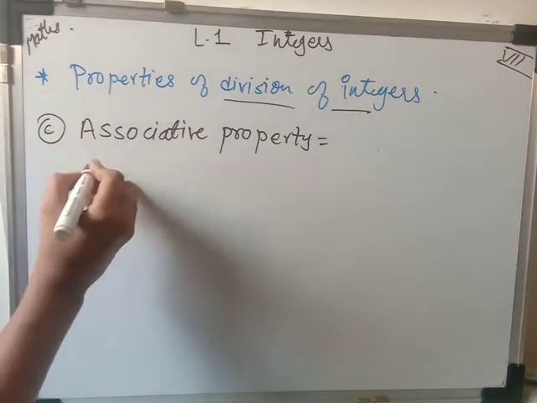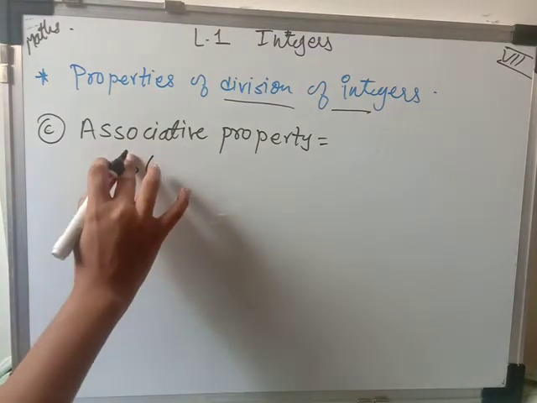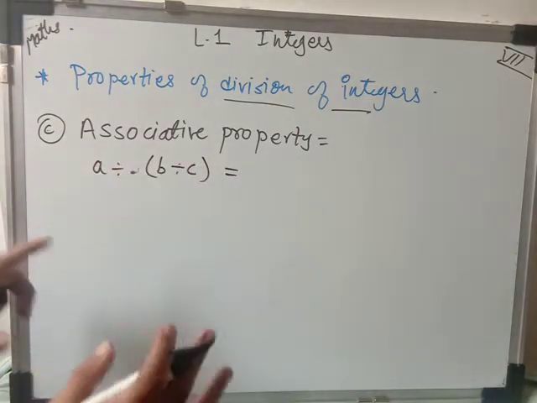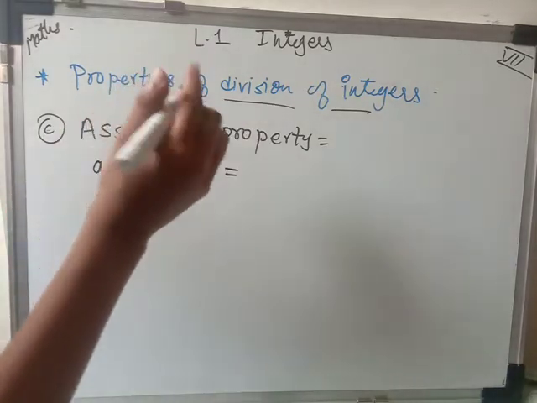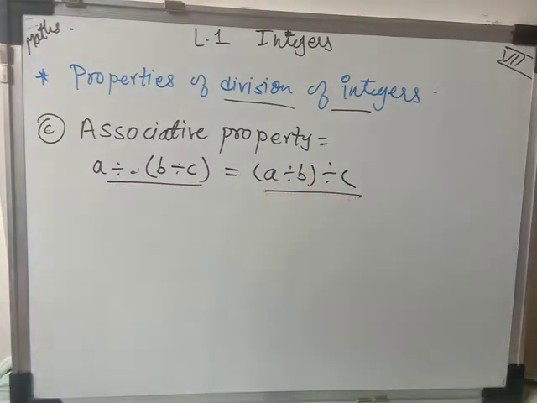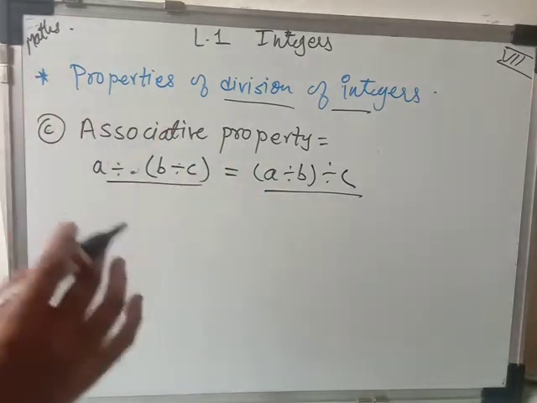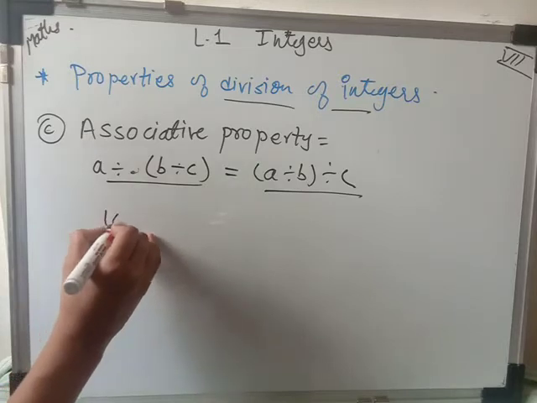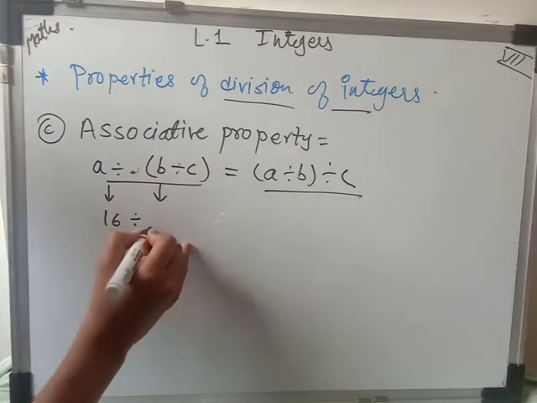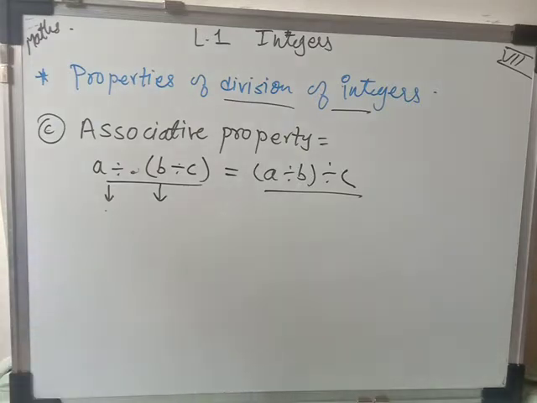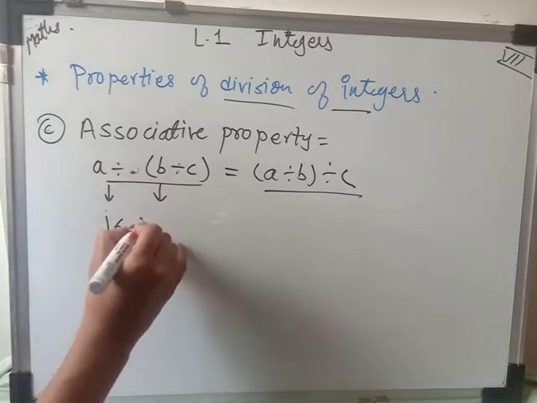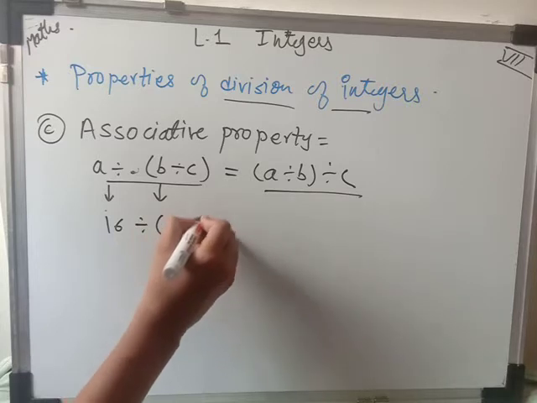So here, (a divided by b) divided by c, is it equal to a divided by (b divided by c)? The orders are different. We will solve an example and then decide. Let's put integers into these two forms and see whether the values are equal. I take 16 in place of a, 4 in place of b, and 2 in place of c.